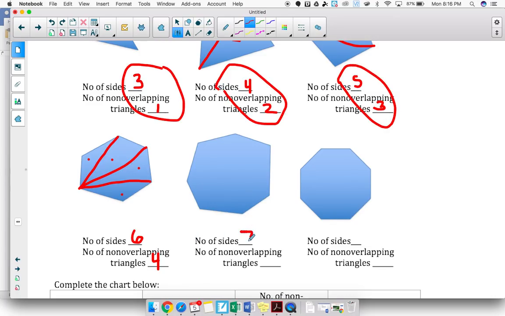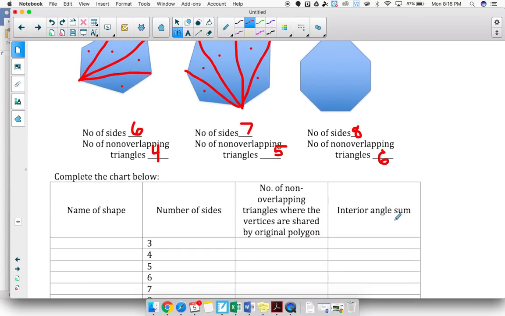So on the 7-sided polygon, we should get 5 non-overlapping triangles. 4 lines, but 1, 2, 3, 4, 5 triangles. And so that pattern will continue infinitely here. As we add a side, we'll always have 1 more triangle.